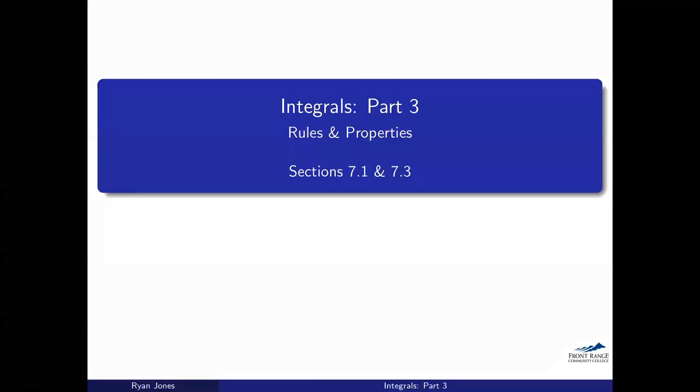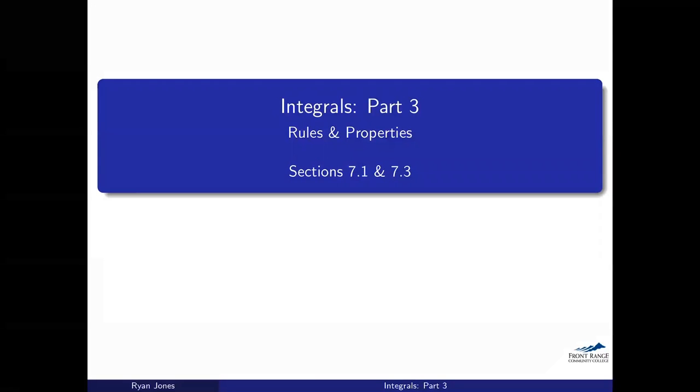All right, here we are with part three of our four-part integral lecture. Today we're going to be talking about the nitty-gritty of integrals and getting into the actual rules, things like the power rule, the exponential rule, the logarithmic rule. We'll also talk about integral properties that I've alluded to a little bit, but we'll actually see them formally now for the first time.